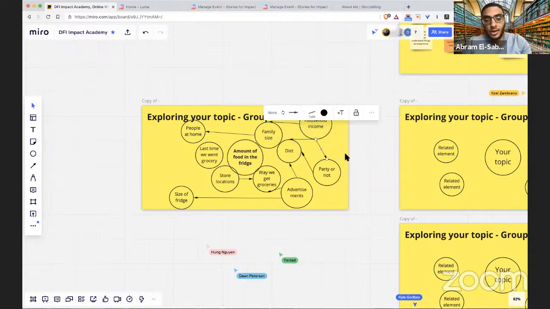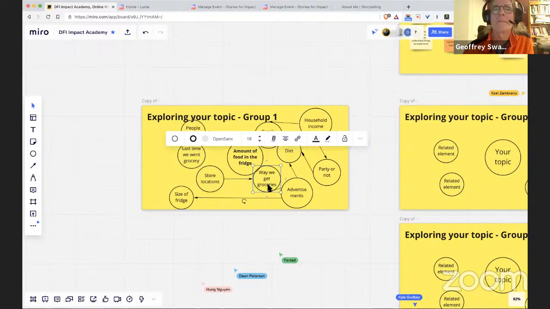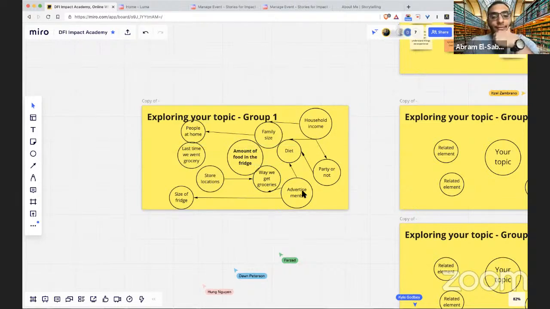Okay. All right. I think we're going to stop there. Is that helpful as a sort of primer in terms of how you would map the amount of food in the fridge?